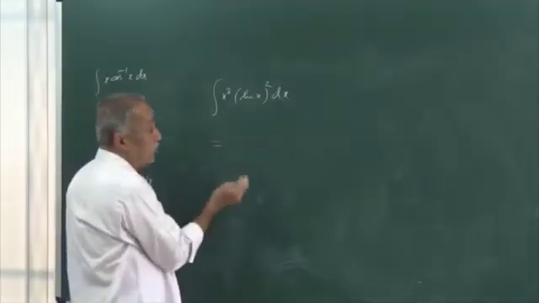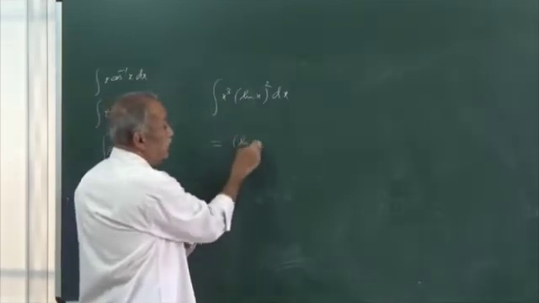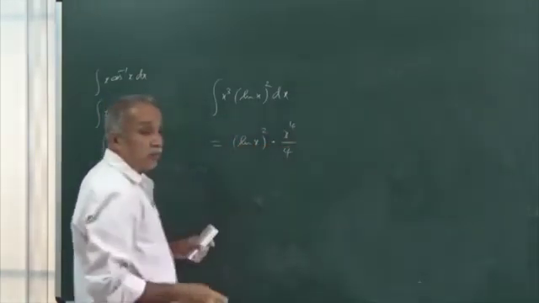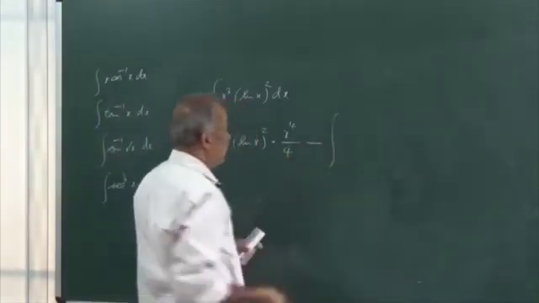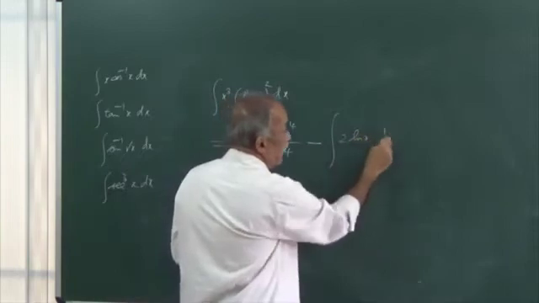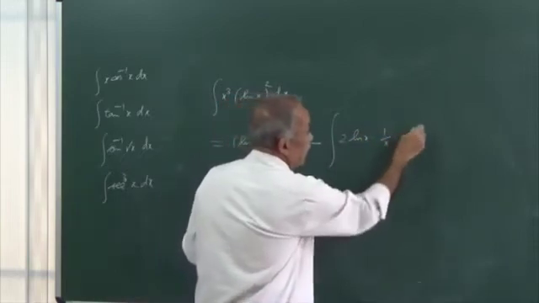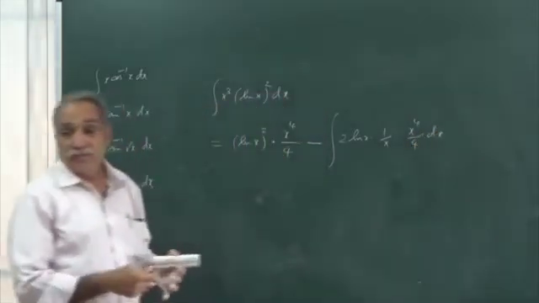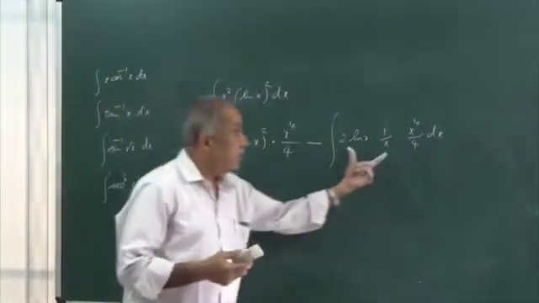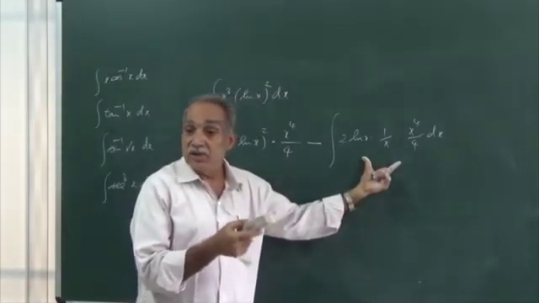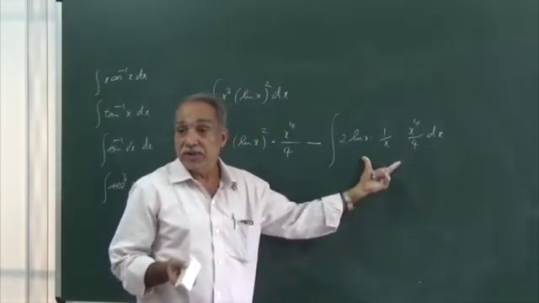Rule is applied only once. The first function is log x whole square. Second function integral is x power 4 by 4, minus integral of derivative of first, 2 log x into 1 by x, integral second x to the power 4 by 4 dx. We will get this simplified before going for a second application of the rule of integration by parts.